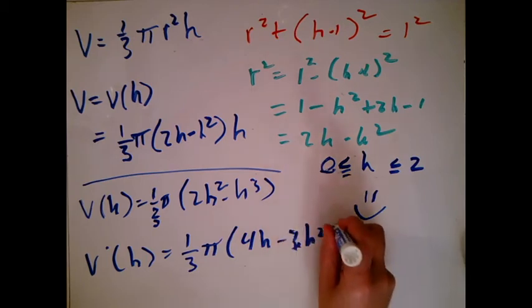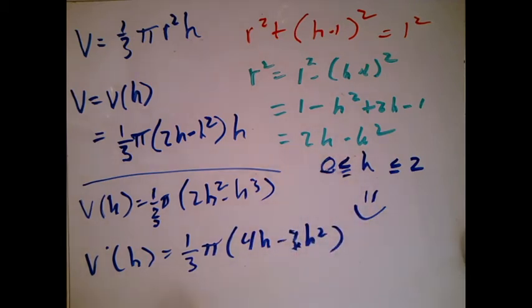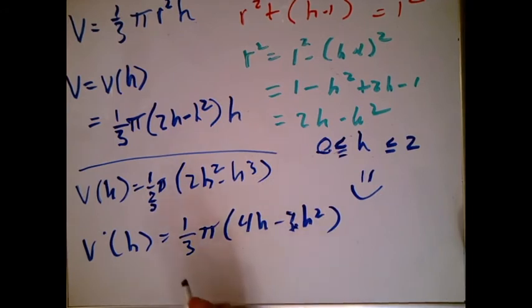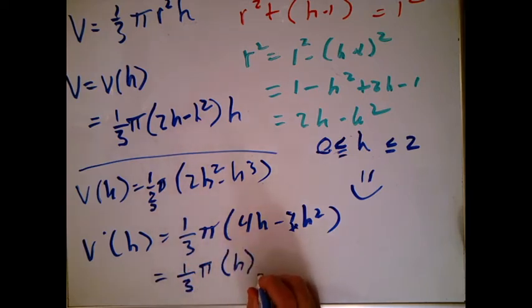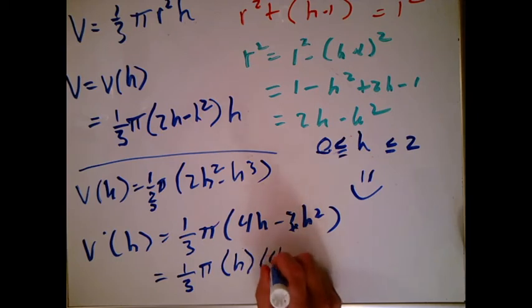Come on, markers, we can do this, right? Now I'm supposed to simplify this enough so that we can make a sign chart, although we're not going to have to. So I'm going to pull out an h. I get 1/3 pi, I get h, and I get 4 minus 3h.